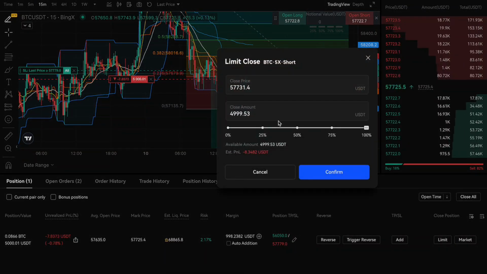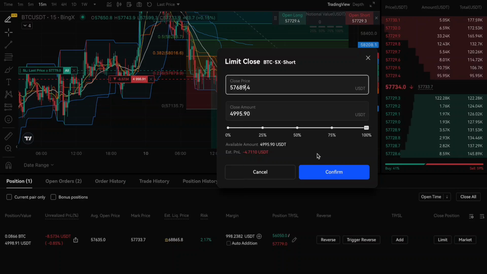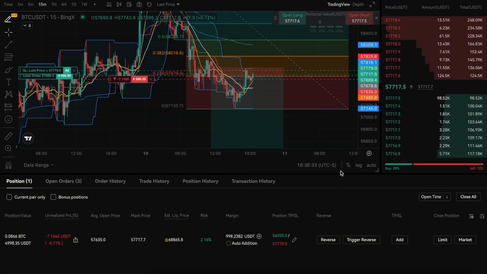And then I would say, let's just kind of show what it looks like, right? What if I decided to get out at 57,689, right? So 689, where I only lose $5. So if I wanted to get out with minimal fees where I only lose $5, then this is how I would do it. And then I would confirm.